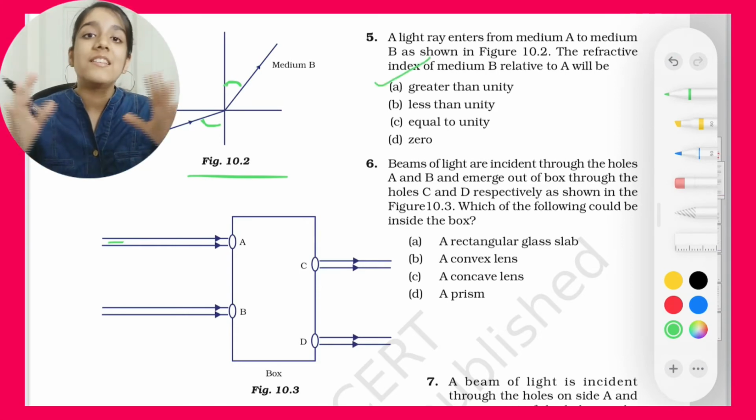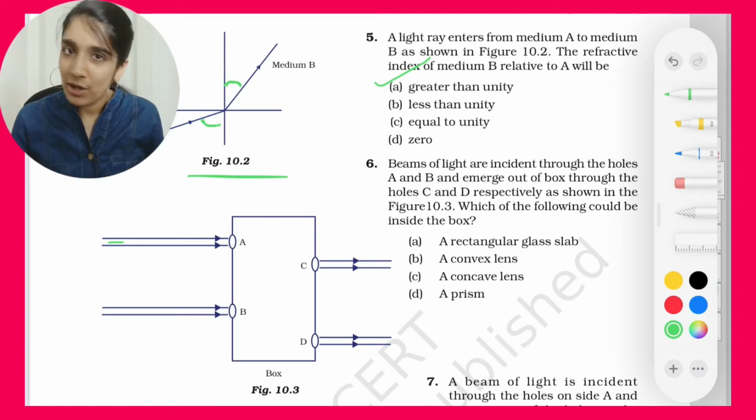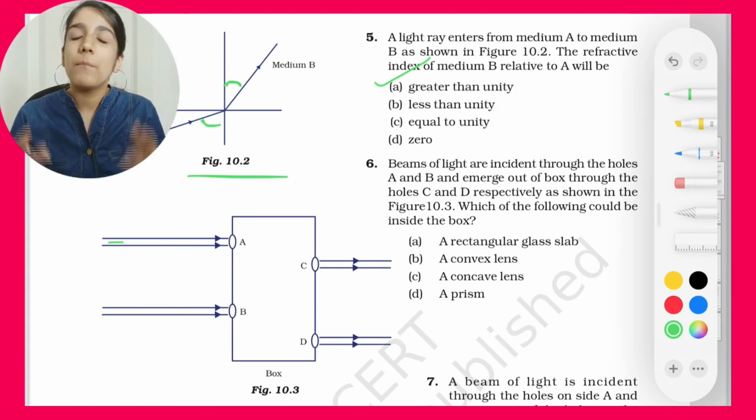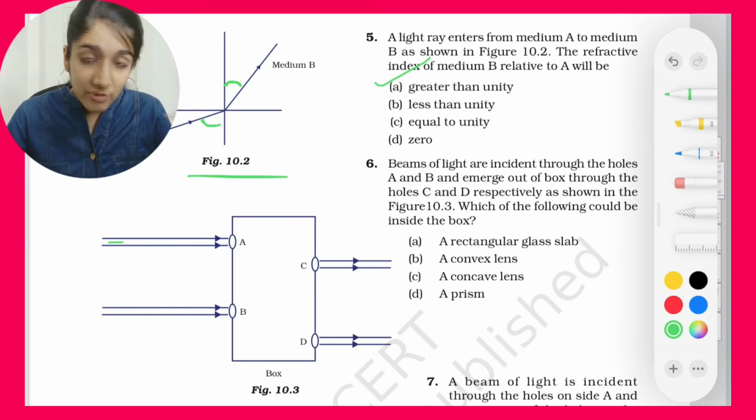Why? Because the light speed is decreasing over here, and so we can say that the refractive index will be greater than unity. Okay, you just have to remember these two things and you will be able to solve any kind of questions related to this concept. Okay, now let's move forward with the sixth question.